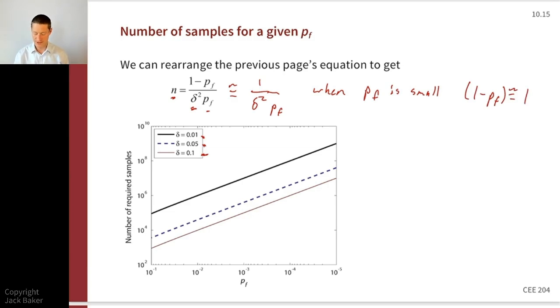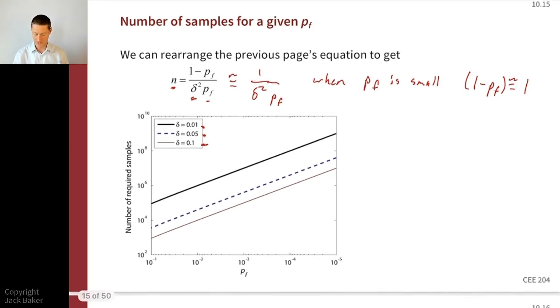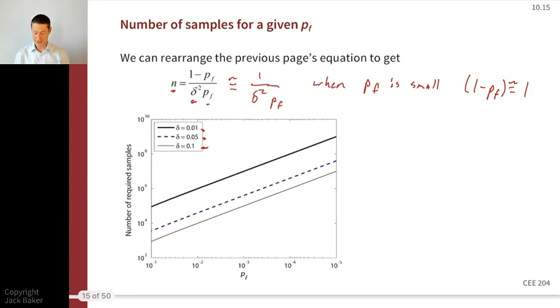So I've got these reciprocal relationships: n is proportional to 1 over delta squared, so as delta varies, the pattern will change, but n is proportional to 1 over PF. If I plot this on a log scale, a 1 over x line turns into a straight line. So that's what's going on here. We've got a linear increase in the number of samples, but on a log scale, with PF decreasing logarithmically. So I flipped the order of the axis here.